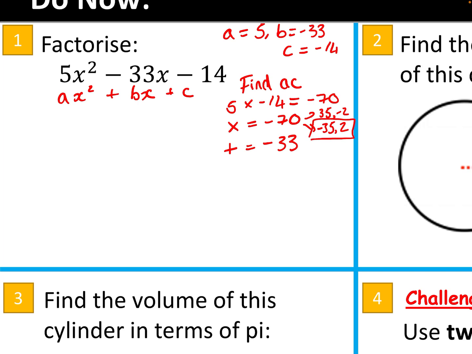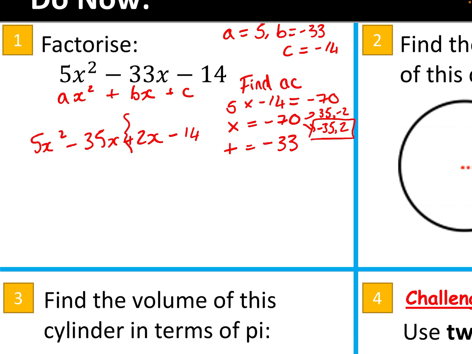I now want to pop those into my original expression. I'm going to rewrite it, but instead of having this x term in the middle as one number, I'm going to split it into those two factors. So I'm going to have 5x squared, then instead of negative 33x, I get negative 35x, and plus 2x. I've taken those two factors and popped them in here, and I've still got that minus 14 on the end. These two numbers in the middle will combine to make negative 33x. This here is simplified, this is not. That's okay, I wanted to undo that simplification.